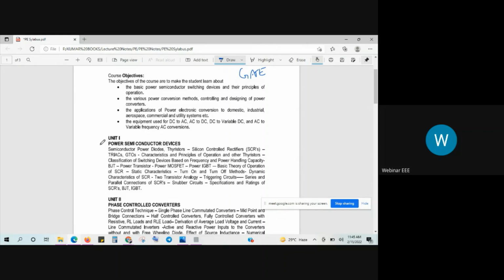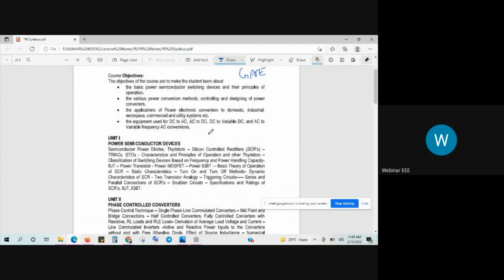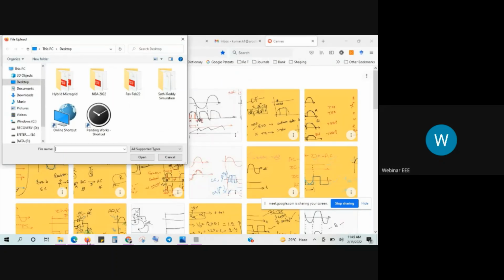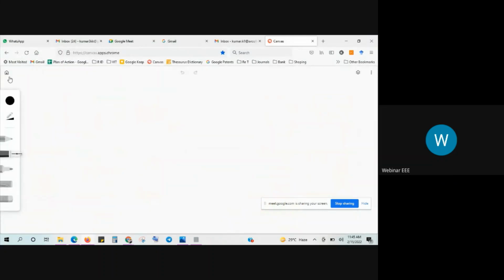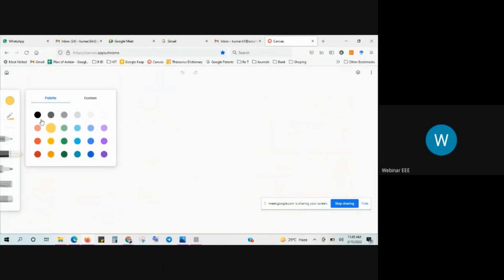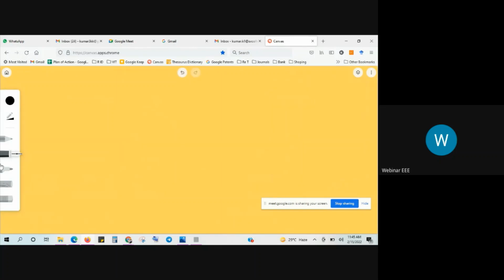Coming to the first unit, that is power semiconductor devices. If we have a GATE question on power electronics, they will definitely touch SCR. So before going to the SCR, we need to know what a diode is, what an SCR is, and the transistor family. So first we need to know what a diode is.